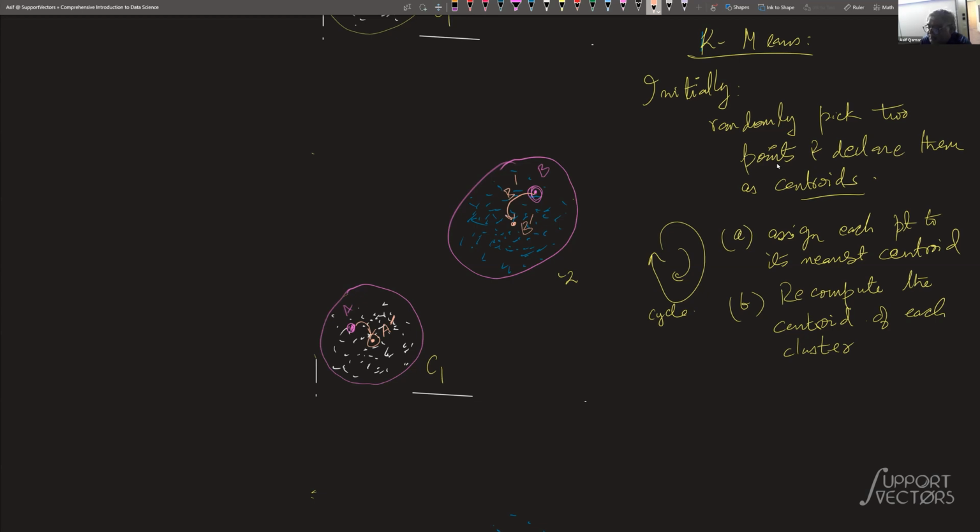Now that you have recomputed the center, you repeat the thing. Assign all points to A prime and B prime. You would realize that the cluster remains more or less the same, isn't it? This is a very clean data. It remains the same. And if you recompute the new centroid, will it move?